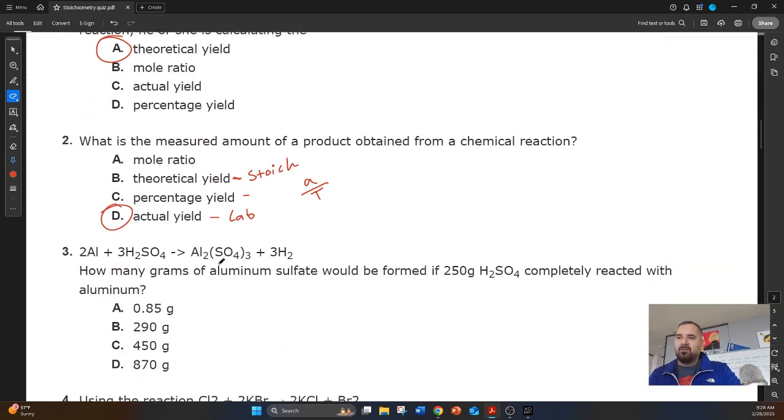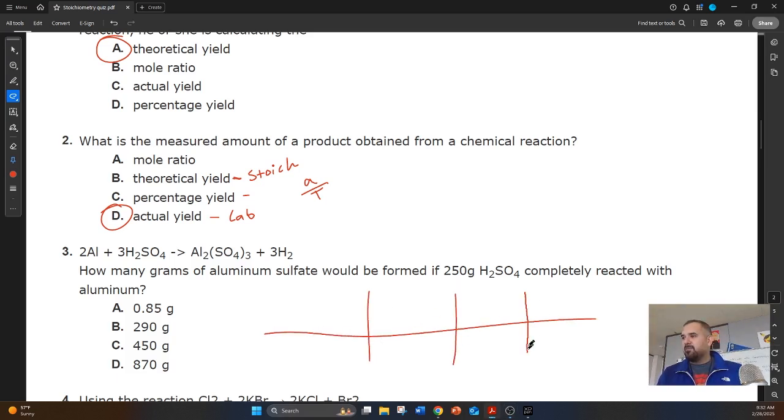Here's our first calculation. If you're watching this at home, right now is the time to pause. All right, so this is our first three-step stoichiometry calculation. How many grams of aluminum sulfate would be formed if 250 grams of H2SO4 completely react with aluminum? So first thing we're going to do is set up for our three-step. We're going to plug in our given information, which is 250 grams of H2SO4. I would write this down just so you know how to do the next one, because you're going to see more of these.